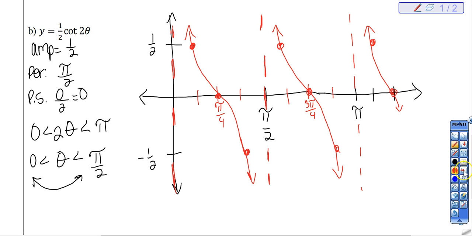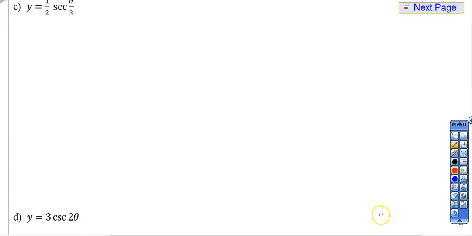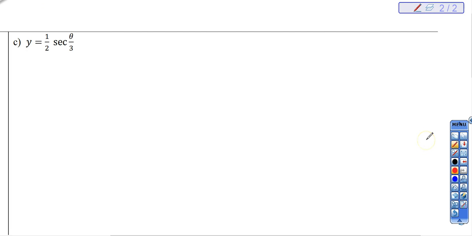Okay. So that's some practice with tangent and cotangent. On the back, let's do a practice with the secant and cosecant, and then you can go ahead and start your assignment. So here we have on the back, y equals half a secant of theta over 3.